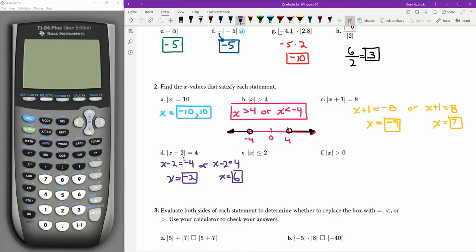-2 minus 2 is -4. The absolute value of -4 is 4. 6 minus 2 is 4. The absolute value of 4 is 4.